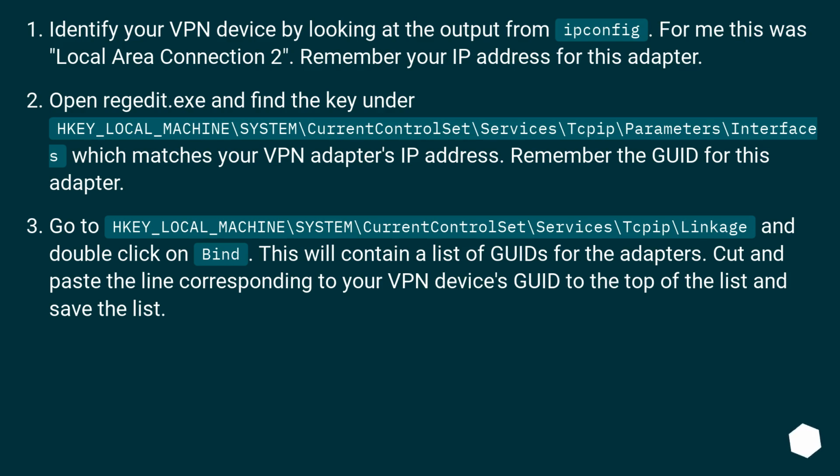Go to key HKEY_LOCAL_MACHINE\SYSTEM\CurrentControlSet\Services\Tcpip\Linkage and double click on Bind. This will contain a list of GUIDs for the adapters. Cut and paste the line corresponding to your VPN device's GUID to the top of the list and save the list.